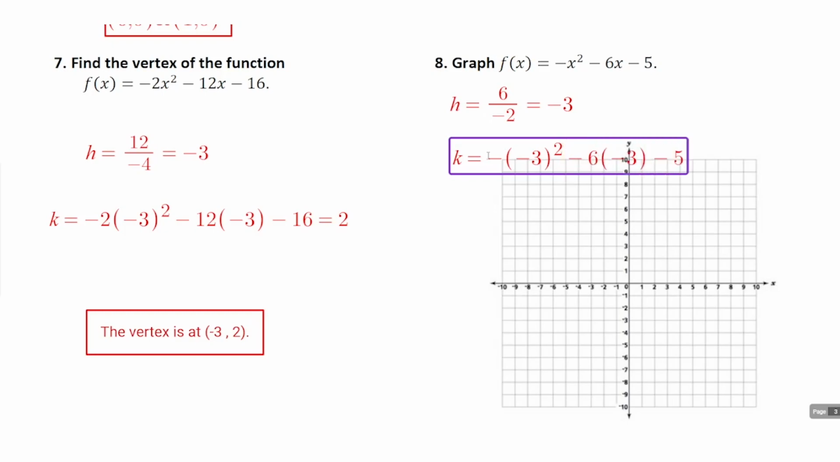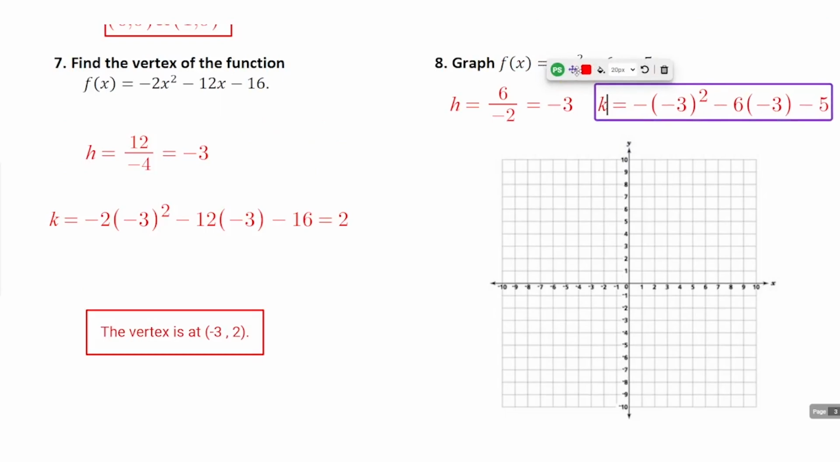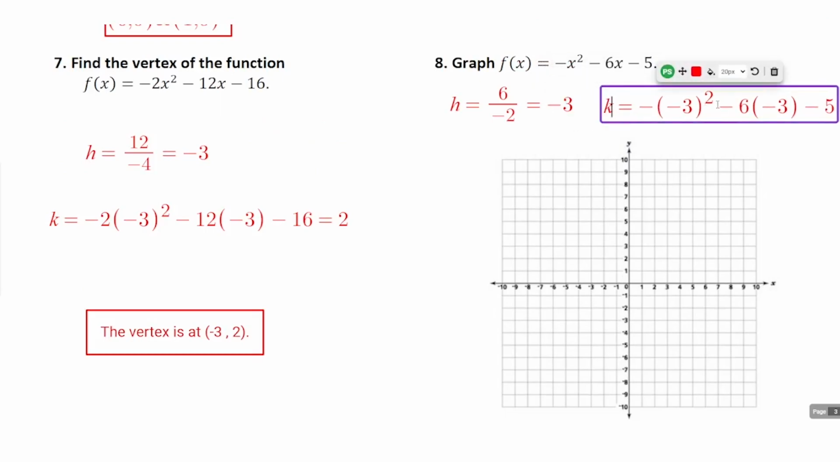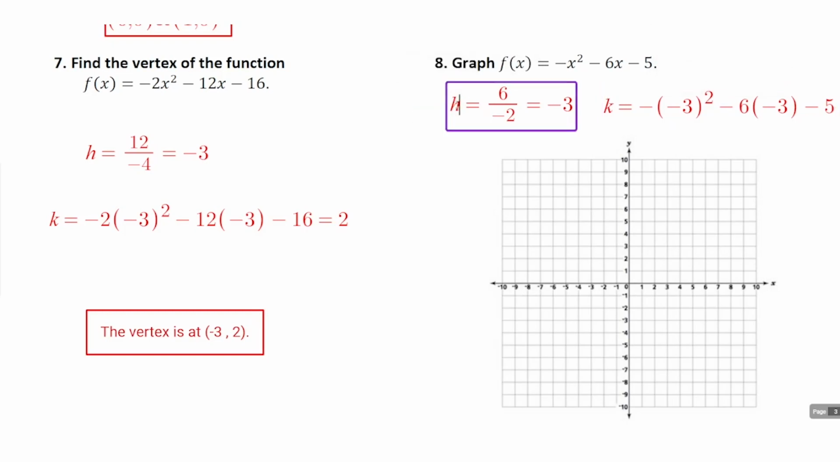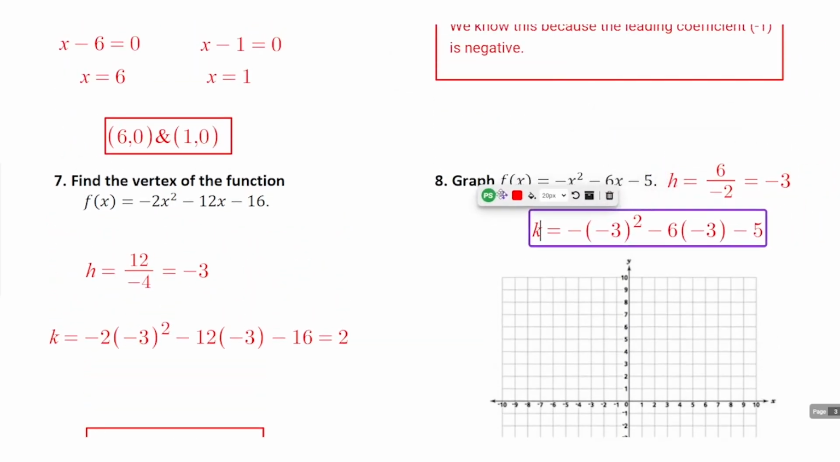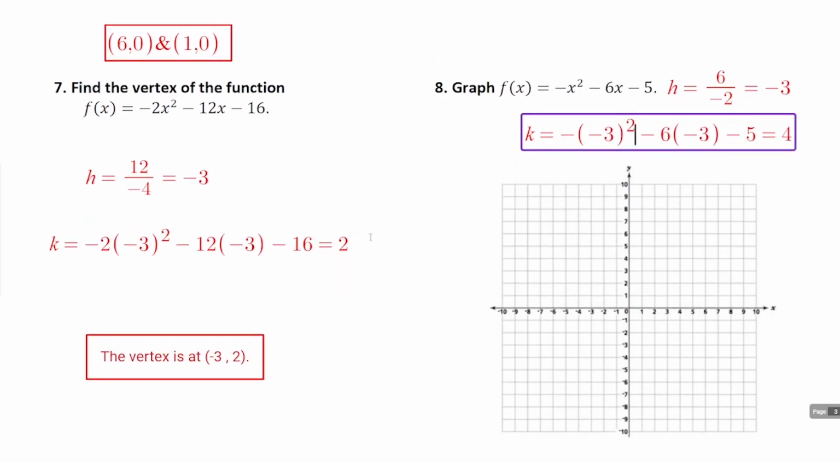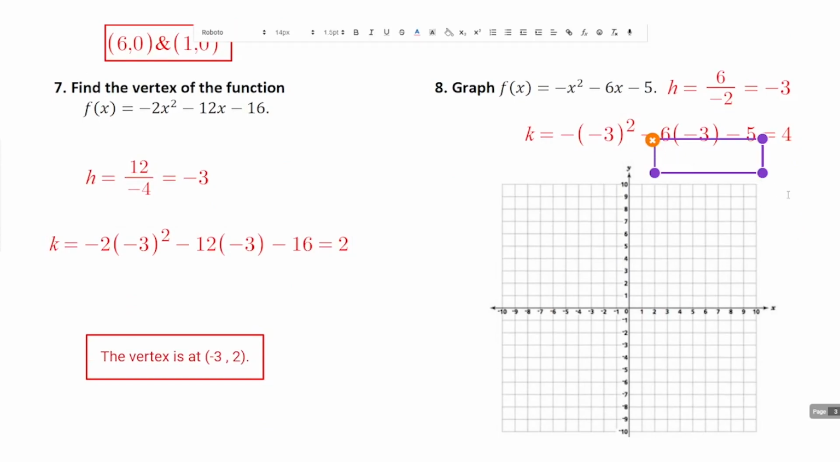So you just want to be careful here to evaluate this because of all the negatives. So I'm just going to type this into the calculator. The opposite of -3 squared minus 6 times -3 minus 5 is 4. Okay, so my h is -3. Kind of move this around so we have more room here. And my k is 4. So we have our vertex at (-3, 4).